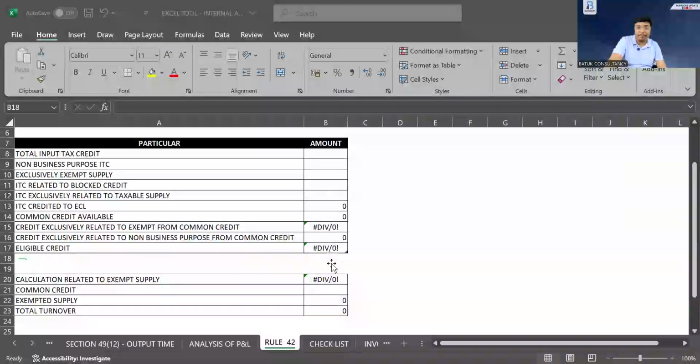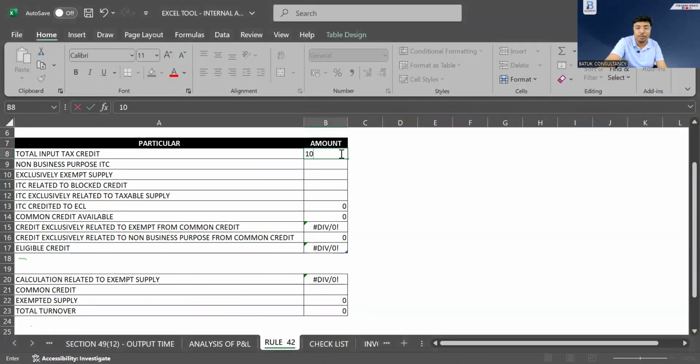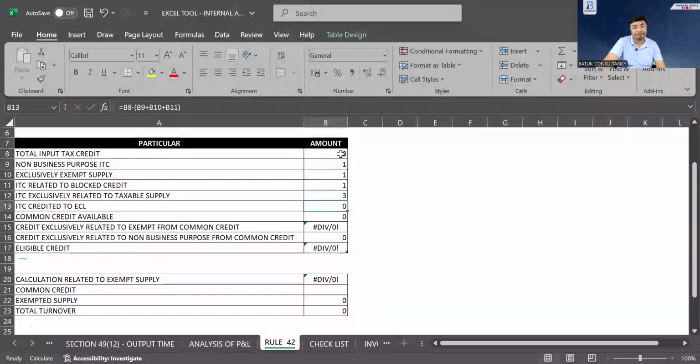Suppose, just for an example, your total ITC is 10 rupees. The non-business purpose ITC is 1 rupee. The exclusively exempted ITC is, suppose, 1 rupee. ITC related to blocked credit, suppose 1 rupee. ITC exclusively related to your taxable supply, suppose 3 rupees. In such a scenario, you have to reduce everything from that total input tax credit. So your 4 will be treated as common input tax credit.